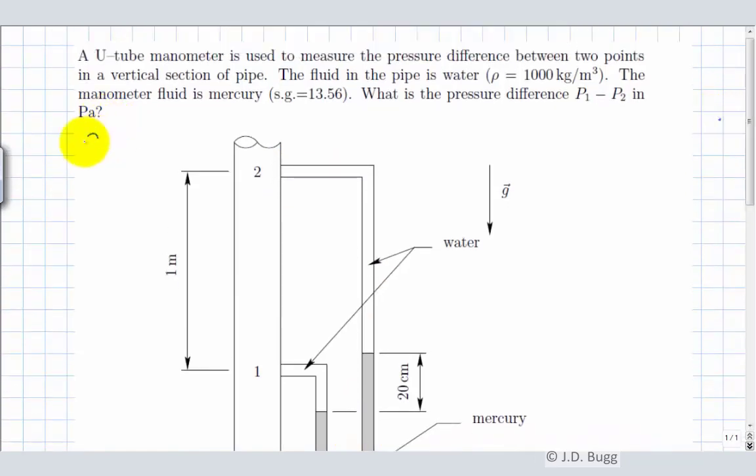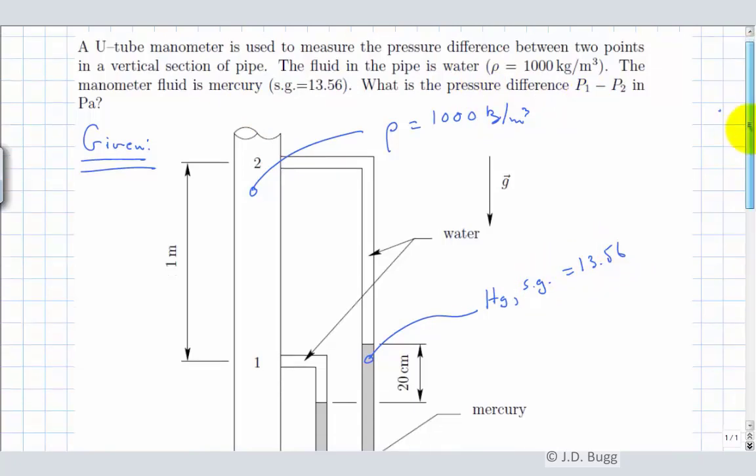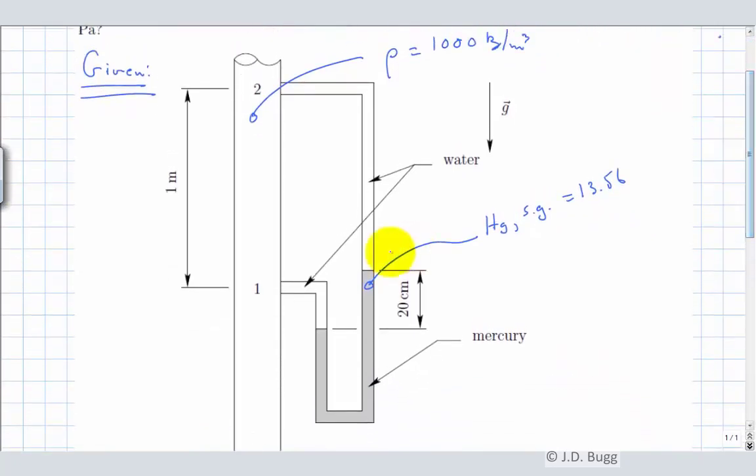So we use the diagram we've been given here as our given information, and we'll add to it the fact that the density of the water is 1,000 kilograms per meter cubed, and the specific gravity of the mercury is 13.56. It's really all the numerical information we were given in the problem that wasn't already on the diagram. Notice the displacement of the mercury in the U-tube manometer is given in meters.